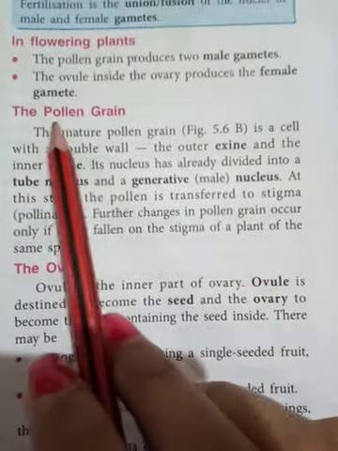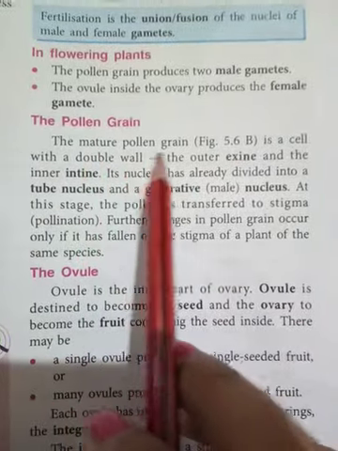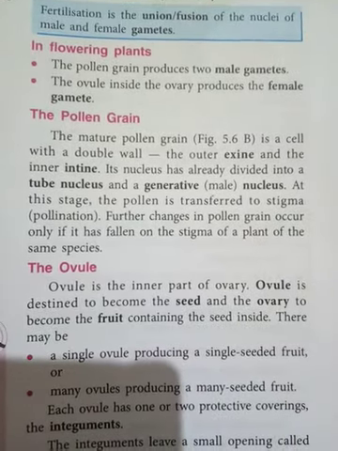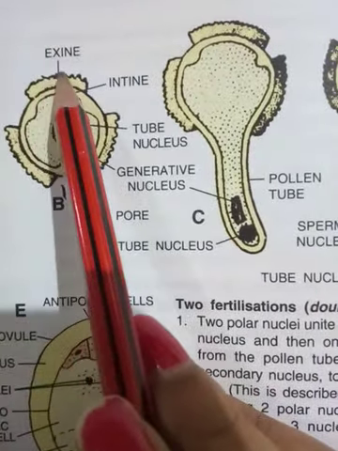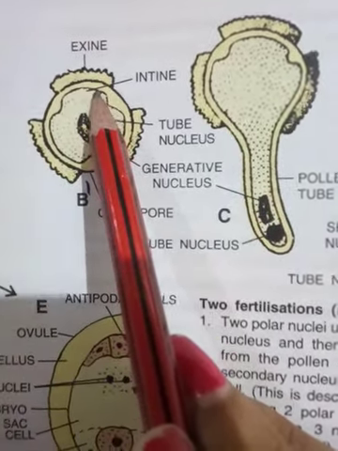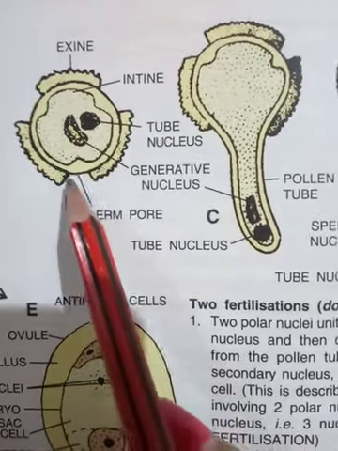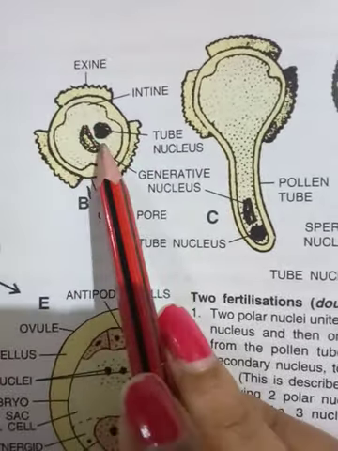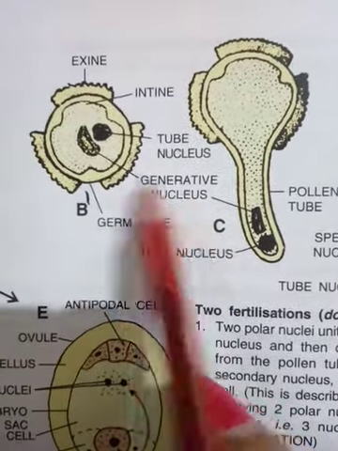Now we'll discuss about the pollen grain, that is the male gamete. See, a mature pollen grain is a cell with double wall. Here I am showing you the diagram, how it comes. So this is basically a pollen grain. It consists of two layers, the outer layer which is known as exine, then comes the inner layer which is known as intine, and in between you will find germ pore. Germ pore is a pore which is present in between these two. It consists of two nuclei. One is tube nucleus, another one is generative nucleus.